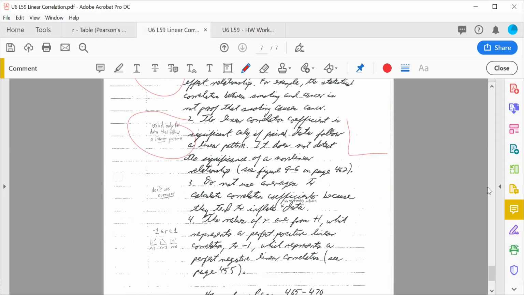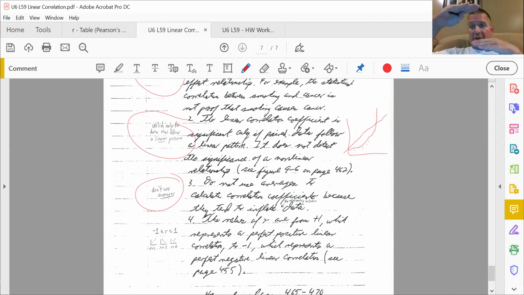Let me ask you, is there a pattern there? Certainly, it's exponential. But would a line catch that pattern? No, it would not. So R only is good for linear patterns. That's what number 2 says. Number 3 says, do not average the X's or the Y's. If you average the X's or the Y's, then high X's and low X's will average out. High Y's and low Y's are going to average out, and things are going to look more correlated than they might otherwise be.